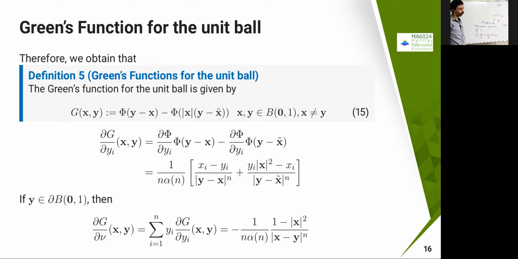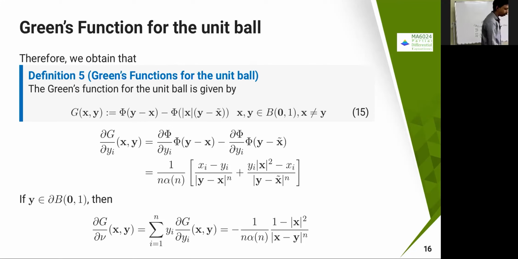Then what you need to find is dG by dou nu. So dG by dou nu is nothing but the sum of y_i into dG by dou y_i. Then if you make some simplification, what you are going to get is that your dG by dou nu is going to become minus 1 by n alpha n, into (1 minus |x| squared) by the norm of y minus x to the power n, for |y| equal to 1.